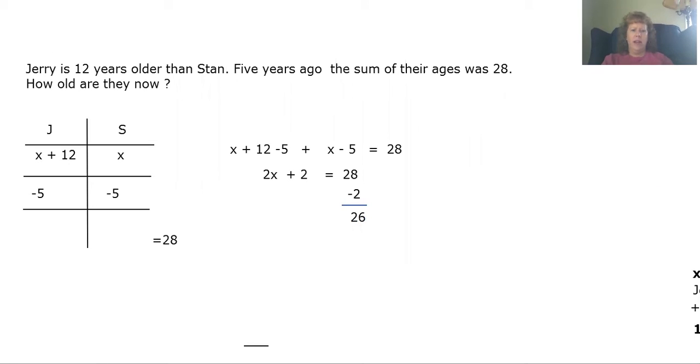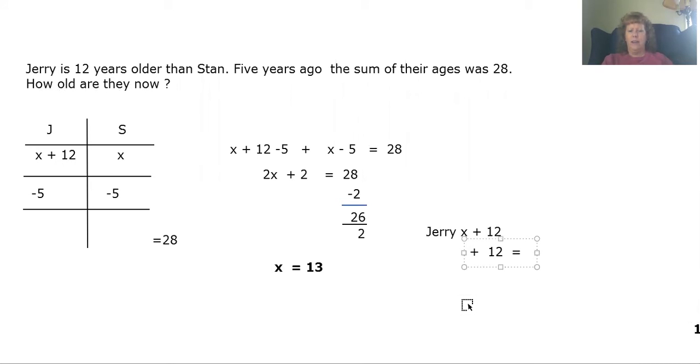And then we want to separate x from 2 here by dividing. And if we divide by 2, x will equal 13. So is that what we needed to know? Stan is 13? Well, they want to know how old they both are. So Stan is 13 and Jerry is x plus 12. So the reason I'm not using the minus 5 is because it says how old are they now. So Jerry right now is Stan plus 12.